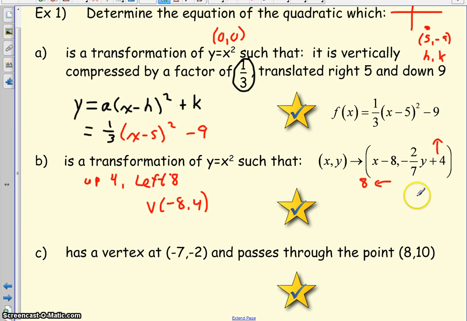Okay, and over here I have a negative 2 over 7 y. So the 2 over 7 gives me a vertical compression, a factor of 2 over 7, and the negative tells me I have a reflection. But that will give me the a value in my vertex form, so it's negative 2 over 7. So putting all that into our vertex form, I have a equals negative 2 over 7, h is negative 8, so I have x minus negative 8 or x plus 8 inside the equation, and then my k is 4. So I wind up with a function of f of x equals negative 2 over 7 bracket x plus 8 all squared plus 4.